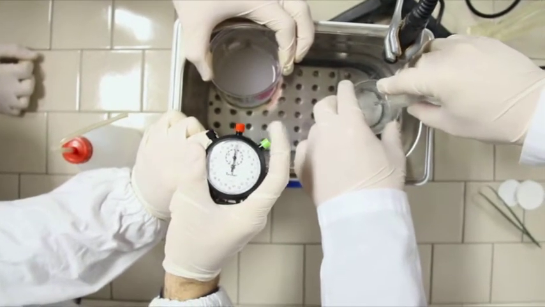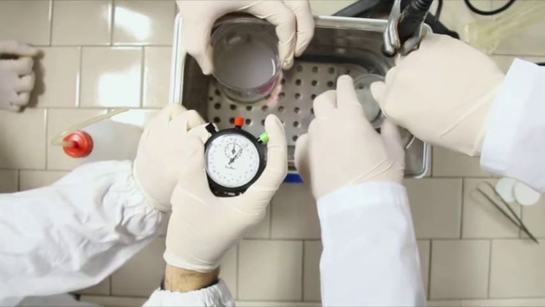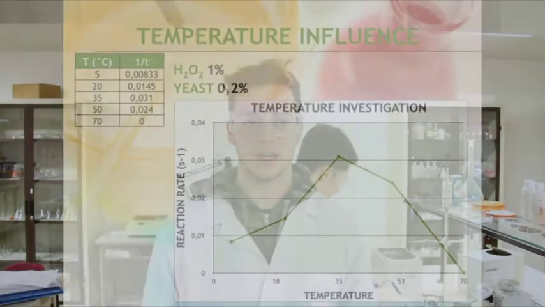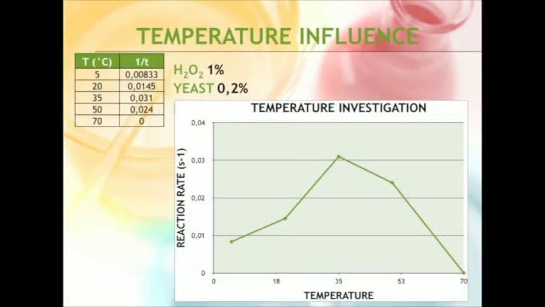Enzymes are affected by the temperature. As we can see, the best result is at 35 degrees. Higher temperature starts to denature the enzymes until they completely shut down their activity.